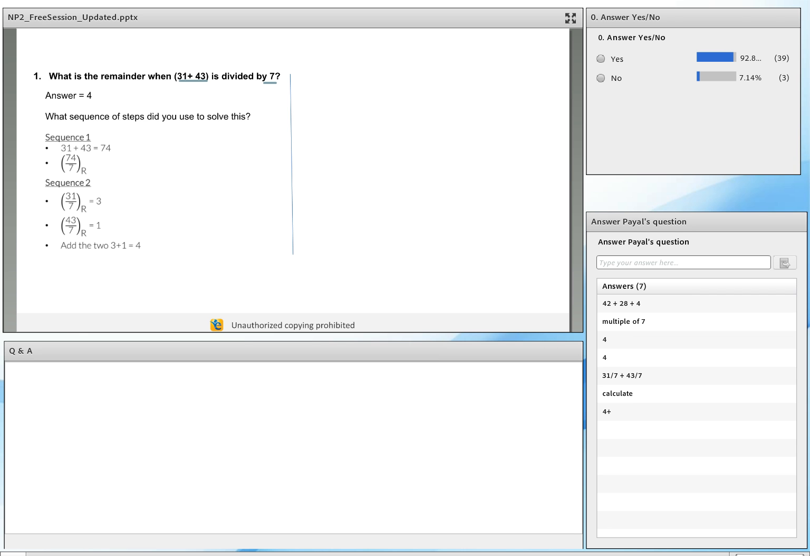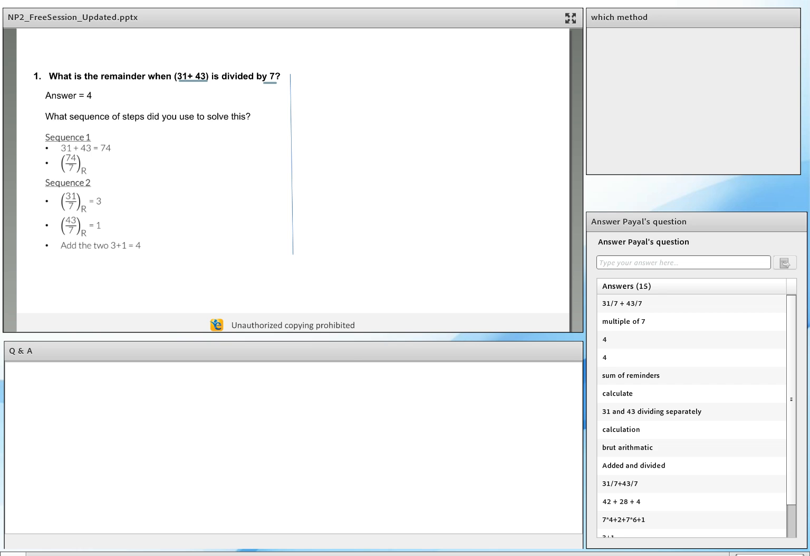One is either you calculate the sum first and then divide it by 7, or you first divide by 7 and then calculate the remainders by adding the remainders up. So which method did you use? Let me get the poll here. Sequence 1 or sequence 2?